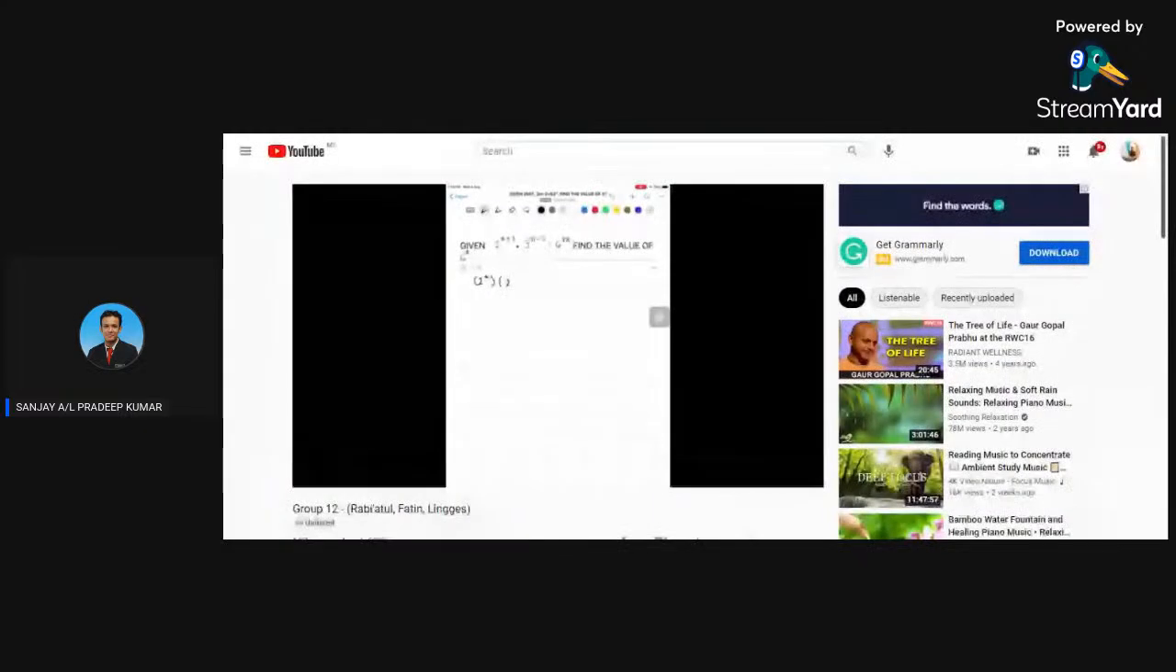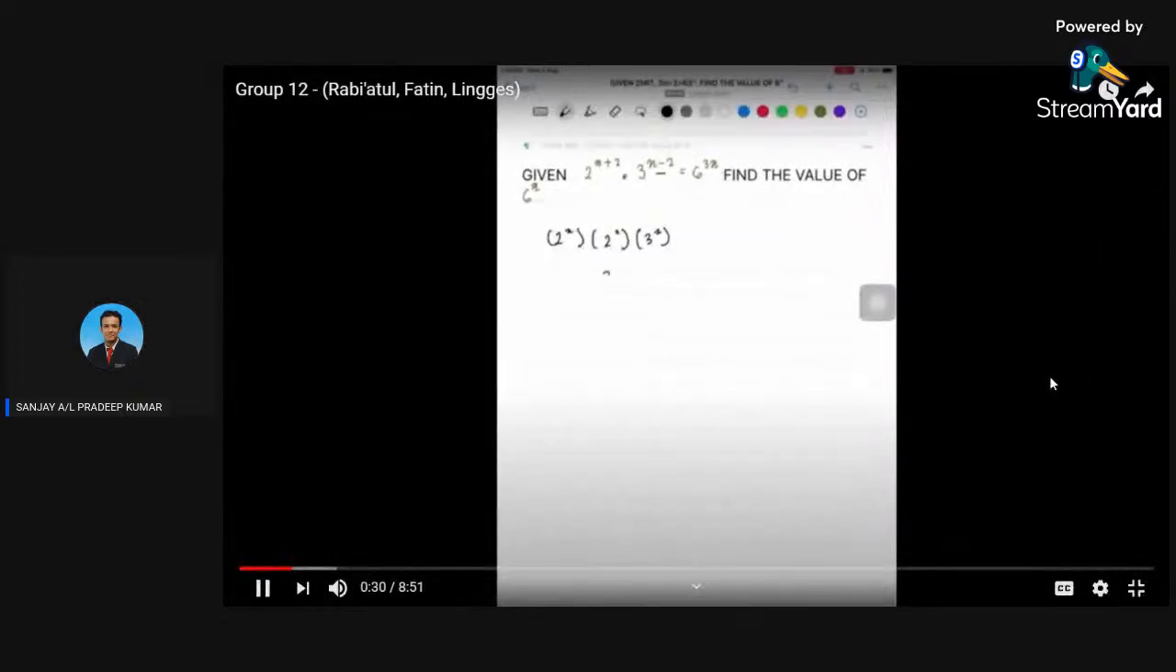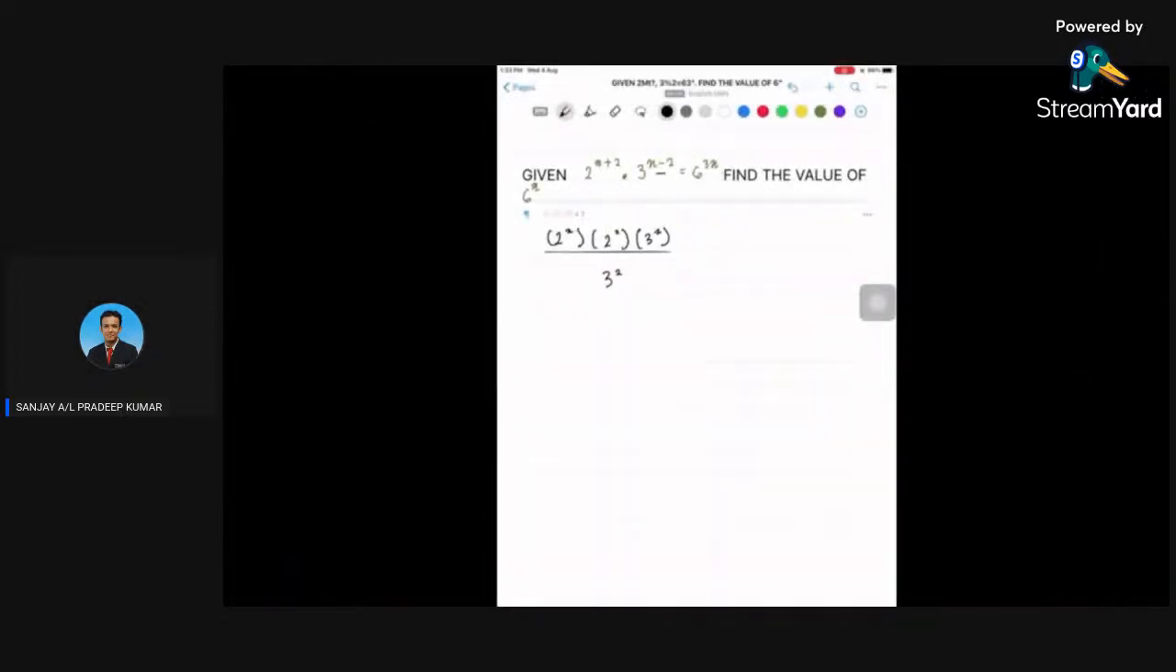2 to the power of x, and in the bracket 2 to the power of 2, and then 3 to the power of x, and in the bracket 3 to the power of 2, divided by 3 to the power of 2, equals 6 to the power of 3x.